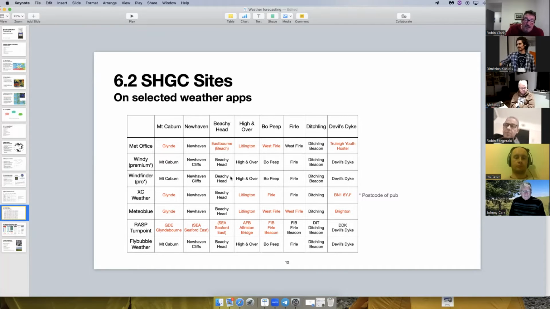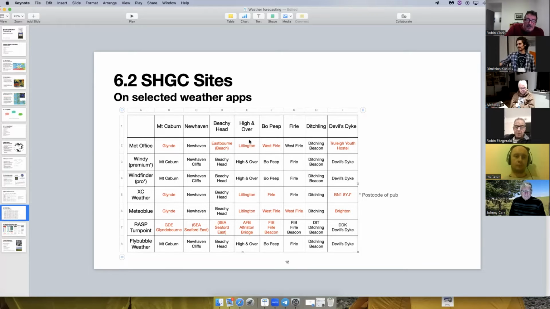What I've done here is where they're the same, that's denoted in black, but you see there's quite a few red ones. So if we want to look at Devil's Dyke on the Met Office, this is I think one of John's favourites, look for Truly Youth Hostel. If we're looking at XC weather for Devil's Dyke, there might be a better name for it, but what I've got on my phone is the postcode of the pub. So what I wanted to do is to point up that it's not always immediately obvious that if you're going to High and Over and you're looking at the Met Office, you need to look for Littlington when you're searching on the Met Office app.